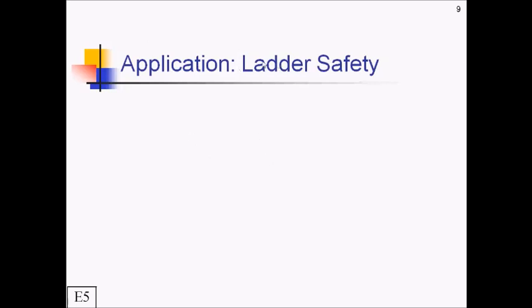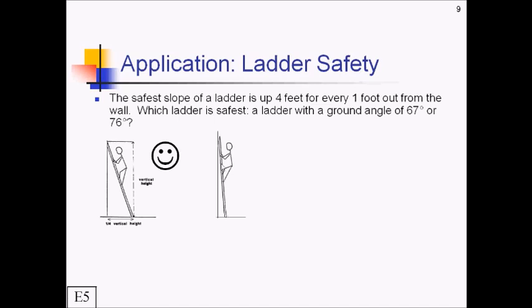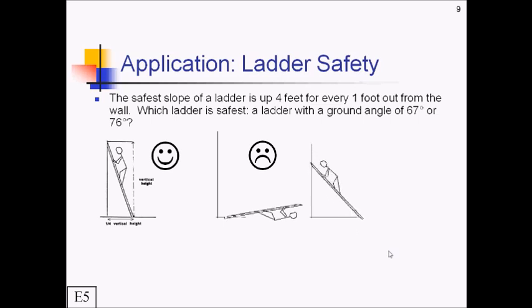We'll do one more plug-it-in calculator kind of problem here. This one has a real-life application. So the safest slope of a ladder is up 4 feet for every 1 foot out from the wall, it turns out. So this picture here diagrams a happy state of ladder slopiness. If your ladder is too steep, then you might fall backwards, or if your ladder's too shallow, you might fall forwards. So we want to avoid these situations and just be able to go up and do what we need to do on our ladder without falling and hurting ourselves. So which ladder is going to be safer? A ladder with a ground angle of 67 degrees or 76 degrees?